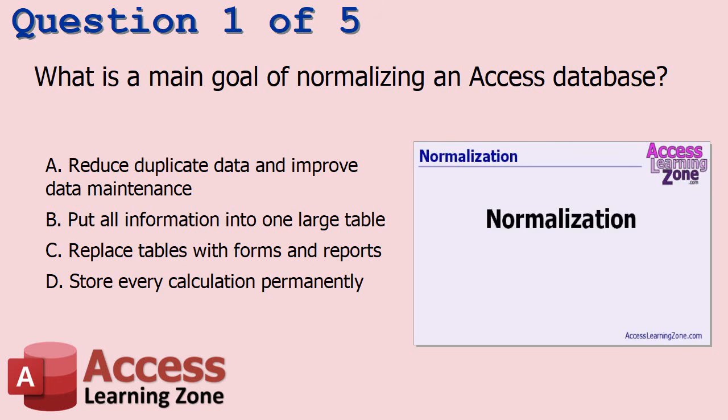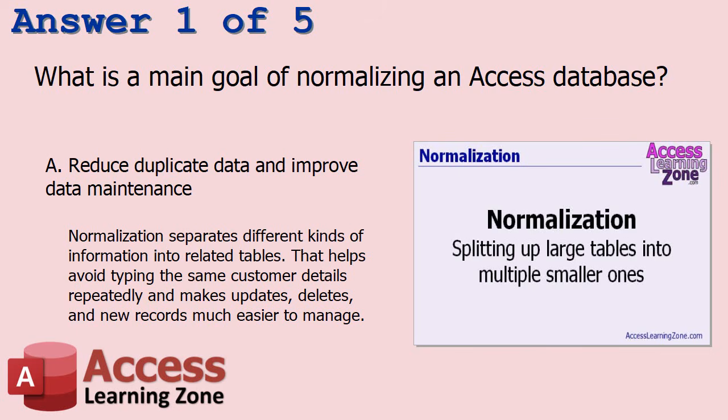Question 1. What is the main goal of normalizing an Access database? To reduce duplicate data and improve data maintenance, to put all information into one large table, to replace tables with forms and reports, or to store every calculation permanently. That's going to be A, to reduce duplicate data and improve data maintenance.